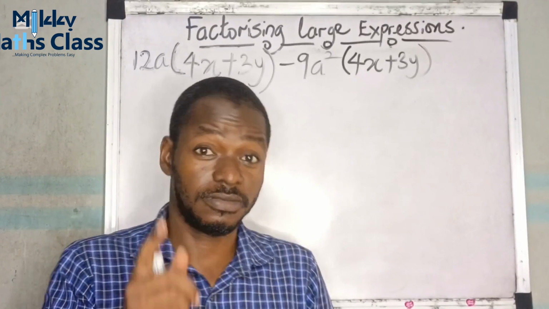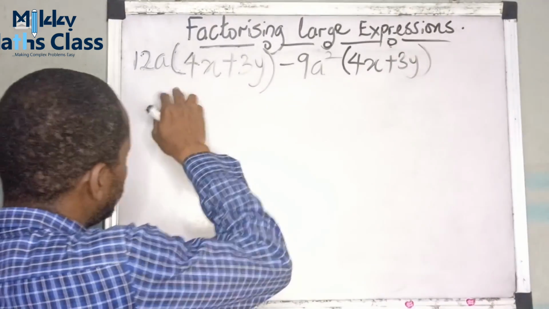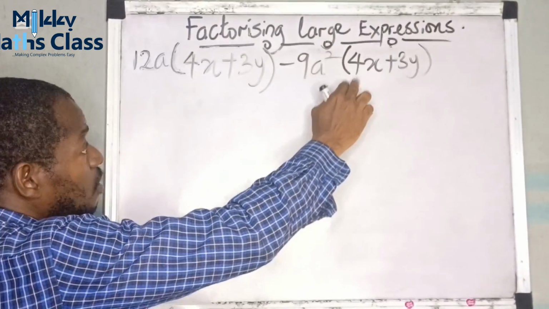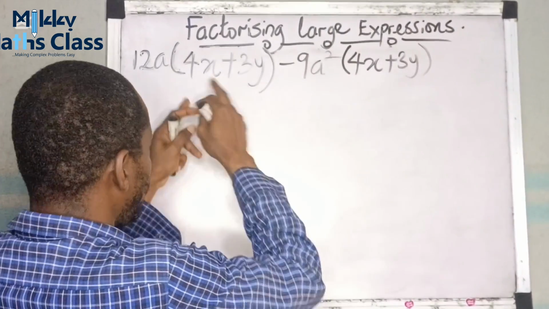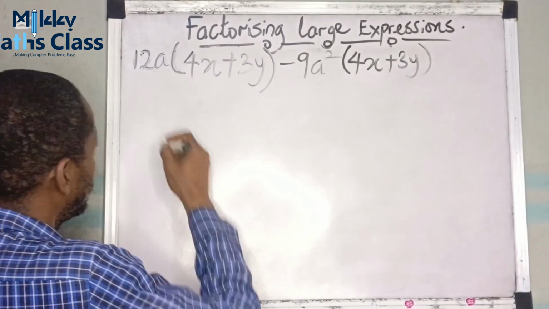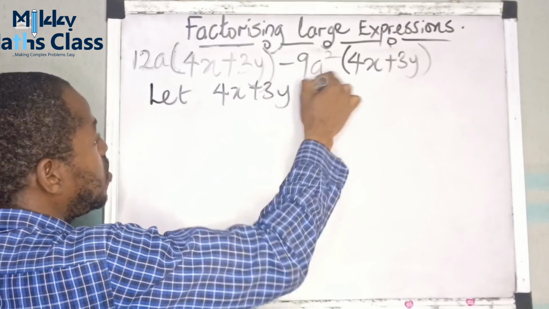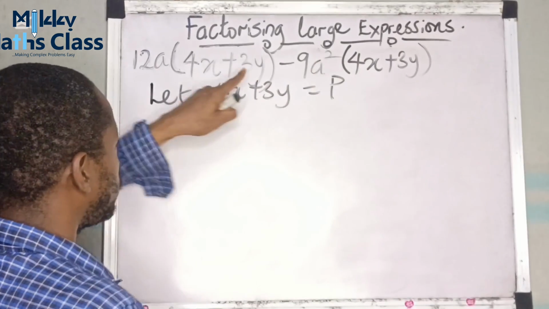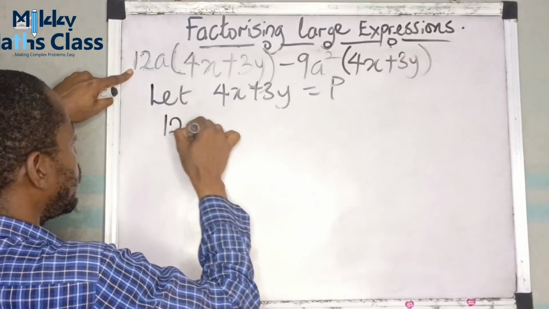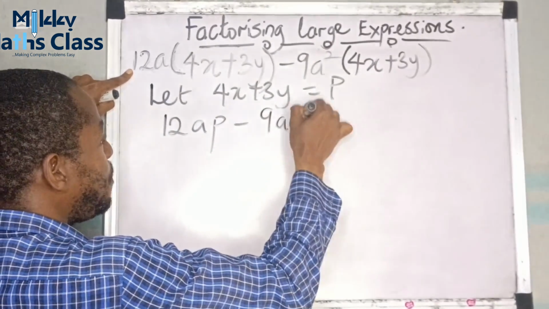All right, let's look at example 2. The question is 12a into bracket 4x plus 3y minus 9a squared into bracket 4x plus 3y. Now 4x plus 3y is here, 4x plus 3y is here. So we can say let 4x plus 3y be equal to p. So anywhere we see 4x plus 3y, we replace it with p. So this becomes 12ap minus 9a squared p.